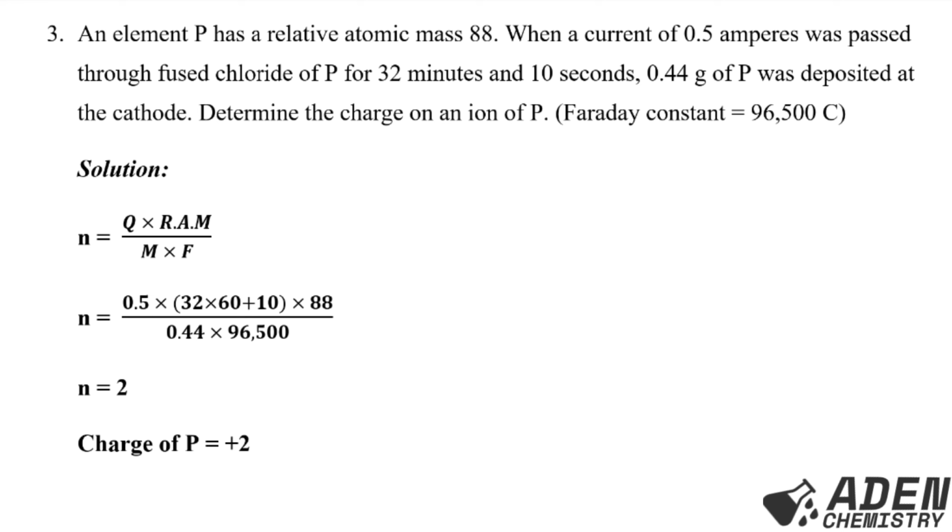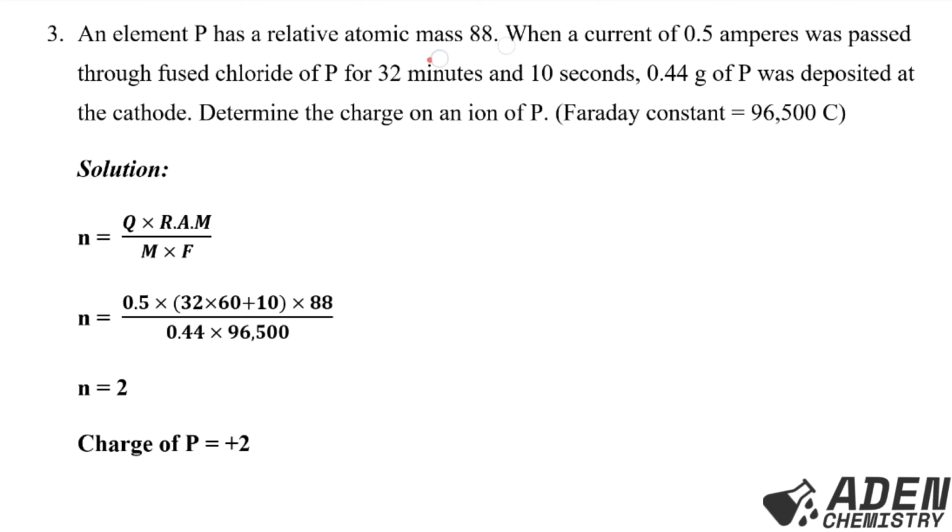Solution. The formula for calculating number of Faradays is just equal to Q times Rm divided by M times F. Where Q is the quantity of electricity passed, and it is obtained by using the formula IT, where I is current in amperes, so that's 0.5 multiplied by T, that's time, which must be in seconds. So we are supposed to take 32 minutes multiplied by 60 to convert it to seconds, and we are going to add 10 seconds there, multiplied by Rm.